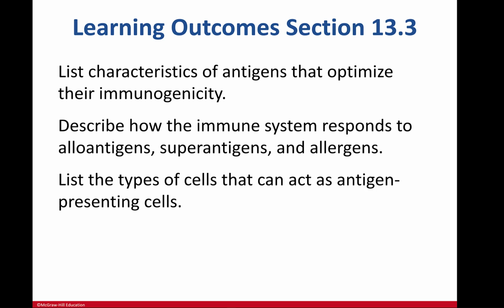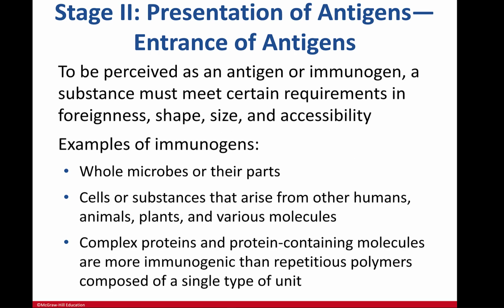Characteristics of the antigens that optimize their immunogenicity. Describe how the immune system responds to these alloantigens. Some more vocabulary: alloantigens, superantigens, and allergens. Let's get through that. This is really not hard. To be perceived as an antigen or immunogen, a substance must meet certain criteria: foreign, shape, size, and accessibility. Whole microbes or their parts, cells, or substances that arise from humans, plants, and other types of molecules.